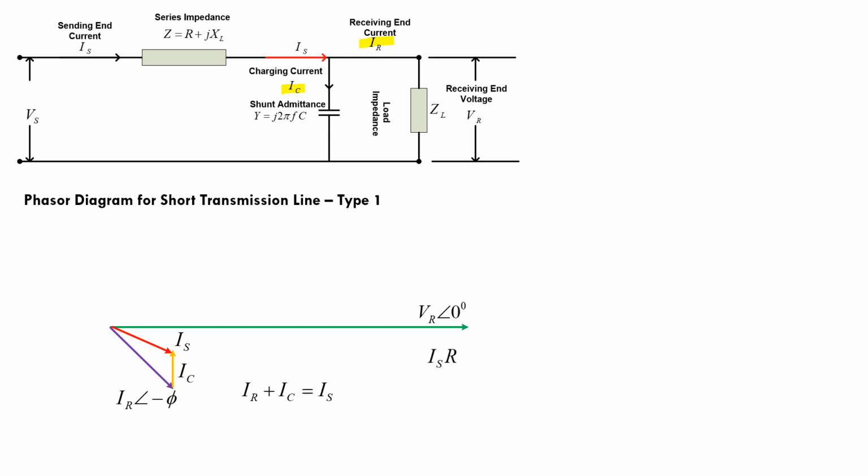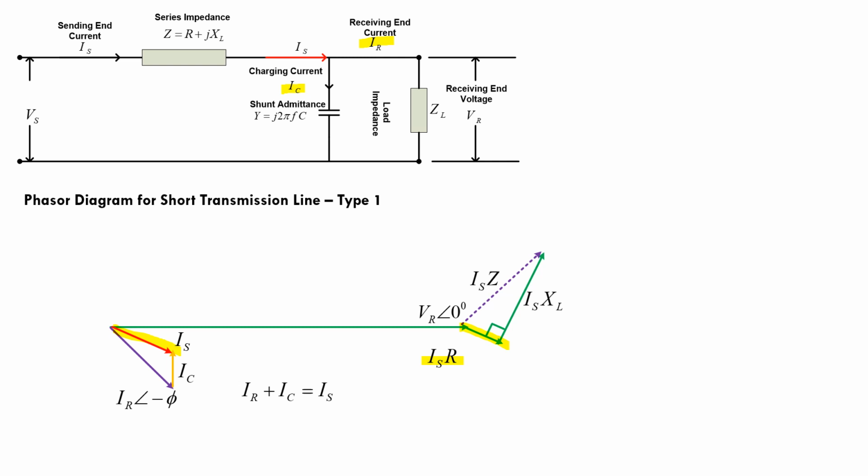I will draw this IS into R drop in phase with IS. If you look at the orientation of this IS and the IS into R drop, they will have the same angle of lagging, because the drop across the resistance is always in phase with the current. So this IS into R phasor is in the same direction as IS. Again, you know that the drop across the inductive reactance is at 90 degrees compared to the IS into R drop. I will draw this one, another drop, that is IS into XL.